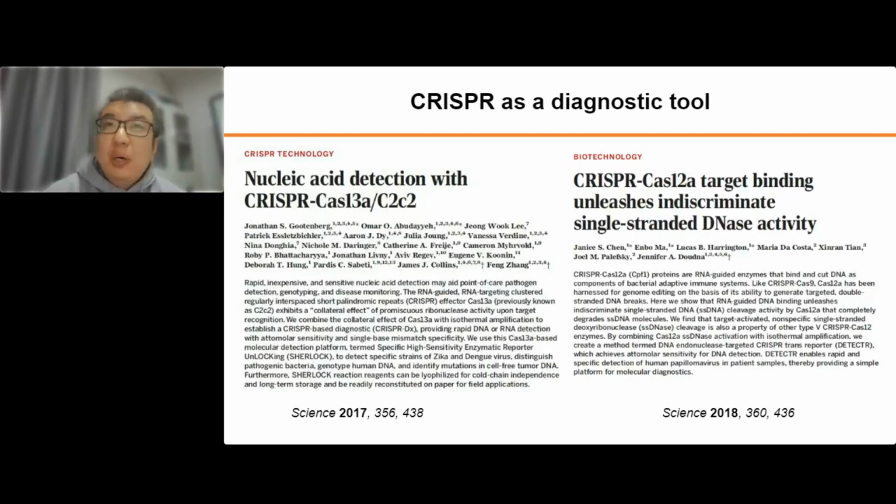One of the most exciting tools is the CRISPR-Cas machinery. With two seminal works reported by Feng Zhang and Jennifer Doudna, many researchers quickly realized that CRISPR is not only a powerful tool for gene editing, but could also serve as an extremely powerful tool to create diagnostic tests.